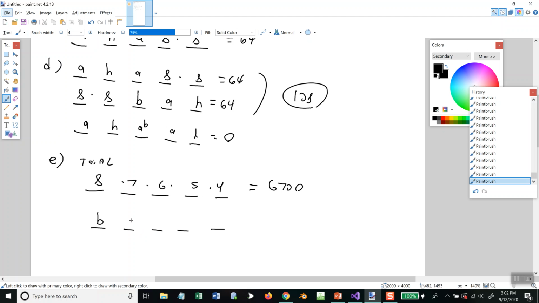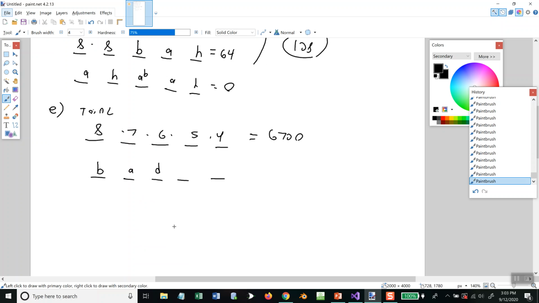So I could put a B here, an A here, and a D here. That's one possibility. I could put B here, A here, and D here. That's another possibility. Or I could put B here, A here, and D here. Those are the only ways I can have bad in there. Now, if I look at this first one, let me think about this. It doesn't repeat.